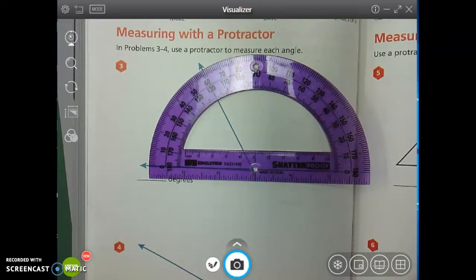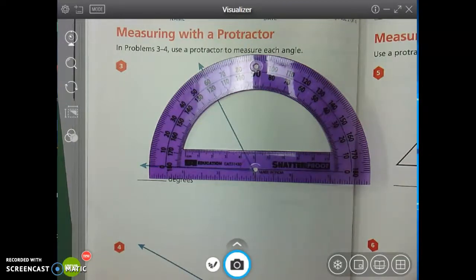Welcome to your video session 4.3.3, Accurately Measuring with a Protractor. I want you to get out a protractor and open up your student math activity book to page 220. We are going to look at problem number 3.